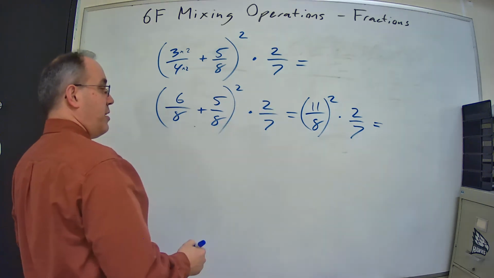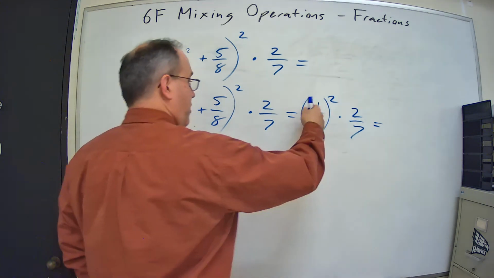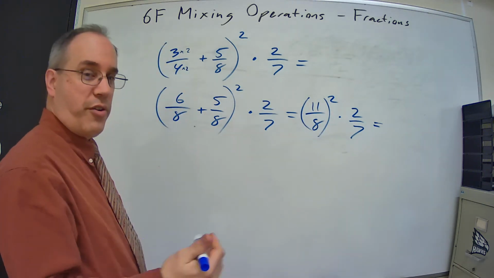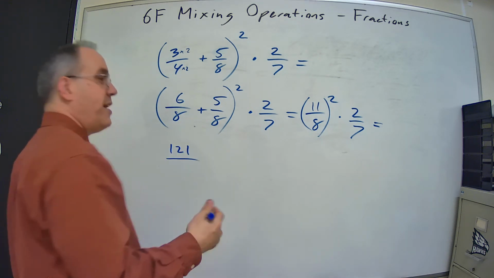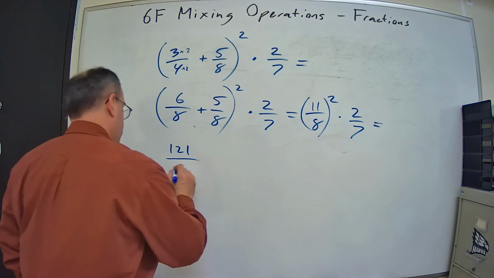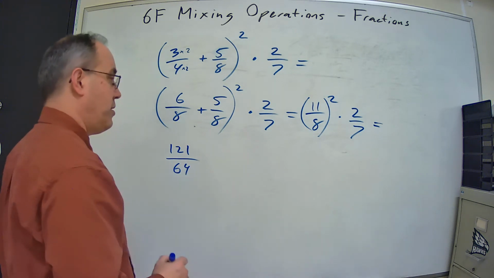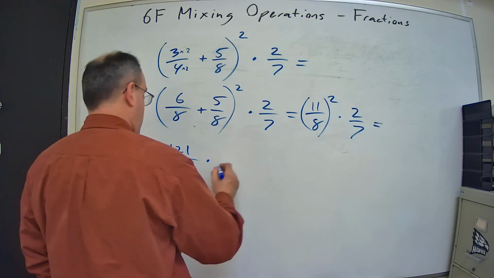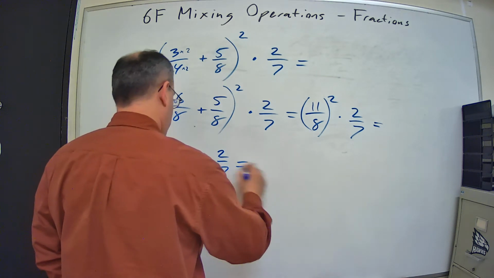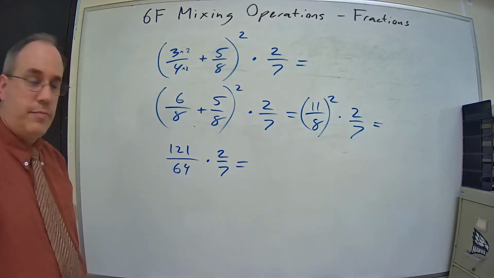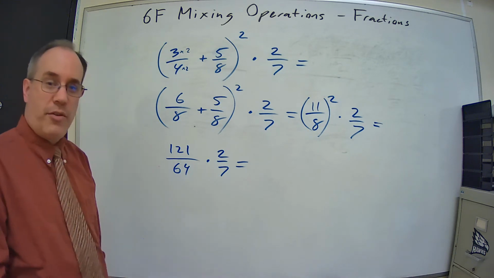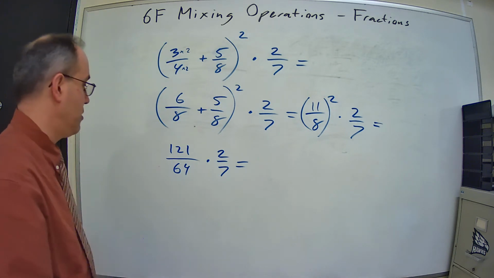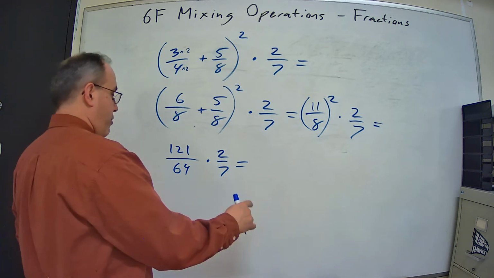So 11/8 squared is 11 times 11, which is 121, over 8 squared. 8 times 8 is 64, times 2/7. Now again, we're in multiplication. You don't need a common denominator for multiplication. So we can multiply across.